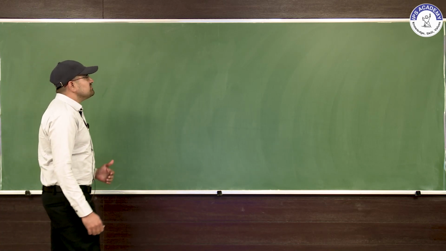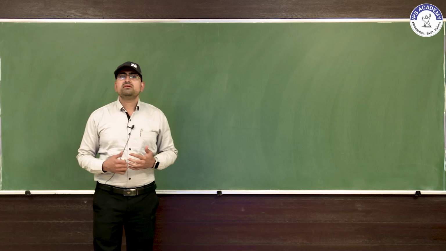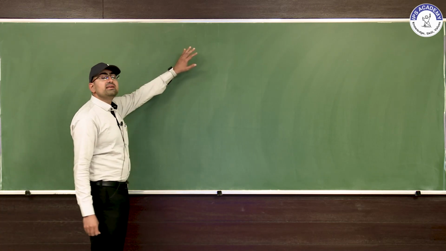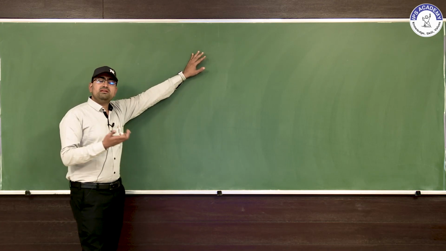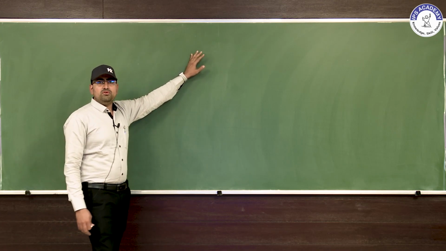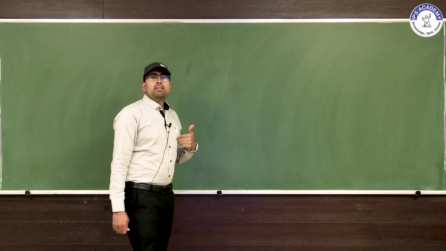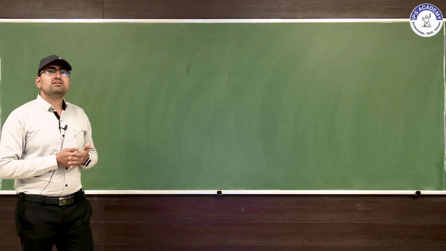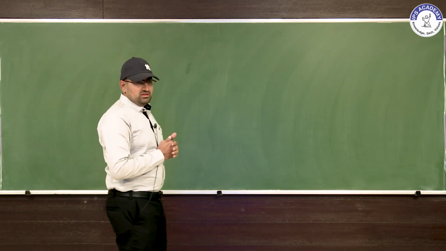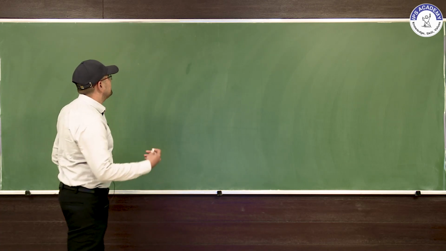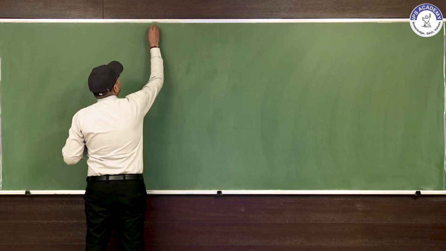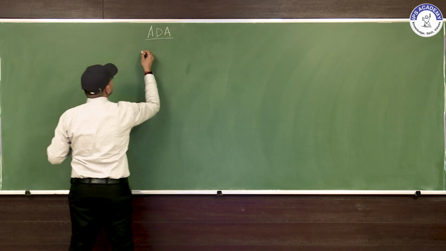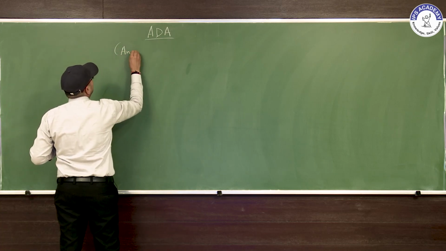Today we are going to discuss a very important subject, that is analysis and design of algorithm. This subject is taught in BTech second year normally, maybe in third sem or maybe in fourth sem. But as far as placement is concerned, as far as other competitive exams are concerned, this subject is very important. So I hope you will enjoy the learning of this subject. We are going to study analysis and design of algorithm, abbreviated as ADA. That stands for analysis and design of algorithm.